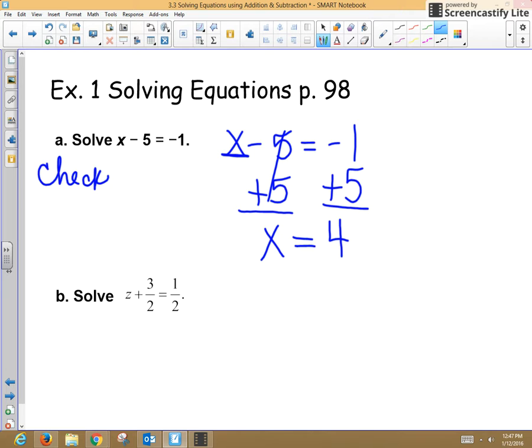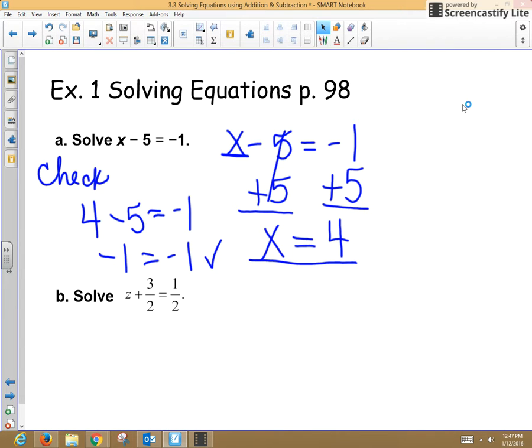And here's how I check. I substitute the value of x into the original equation. Since x equals 4, I write 4 minus 5 equals negative 1. 4 minus 5 is negative 1, and negative 1 does equal negative 1. So we've checked our work and we are correct.